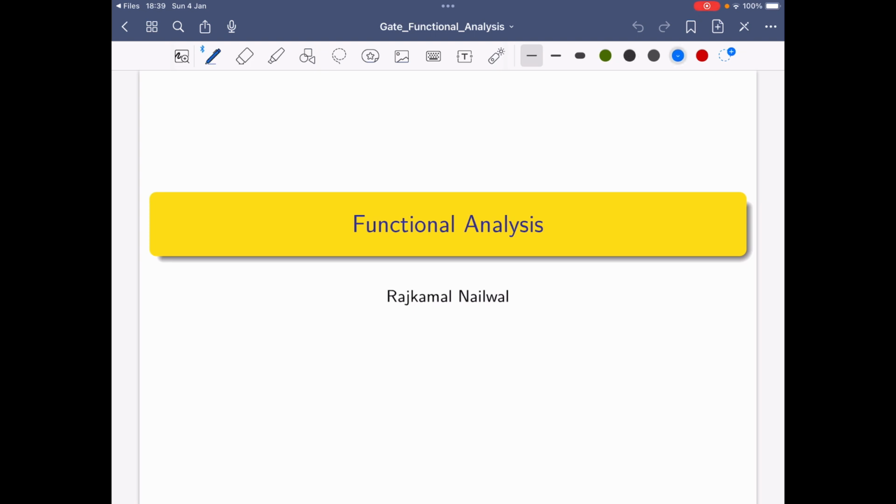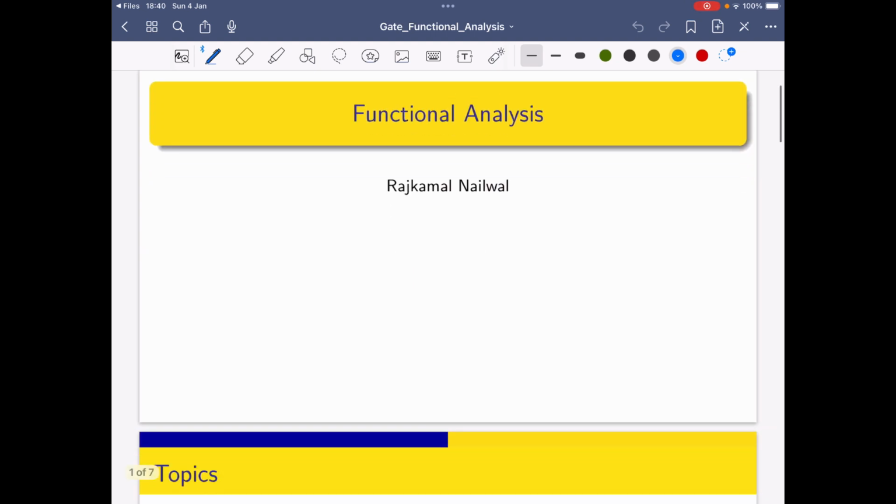Hello everyone. So today we are going to start a very short course on functional analysis. This will be based on a syllabus of GATE mathematics, and the idea is that we will see all the topics of functional analysis in GATE mathematics, but we will not go into proofs of the results. We will just have an understanding of the result and how to solve the questions from this exam.